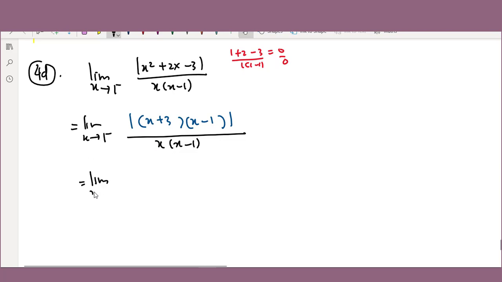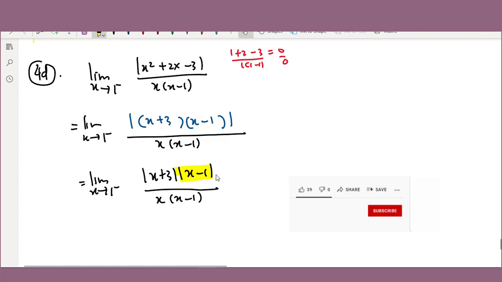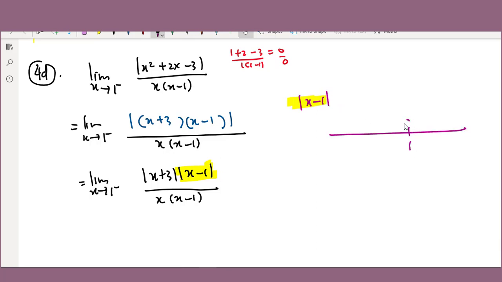Limit as x approaches 1 from the left of (x plus 3) times modulus of (x minus 1), so this can be separated like this, using the property. Now we need to define modulus of x minus 1. According to this, just do a number line at 1. To the right, x minus 1 is positive, so the function is positive; to the left it is negative.